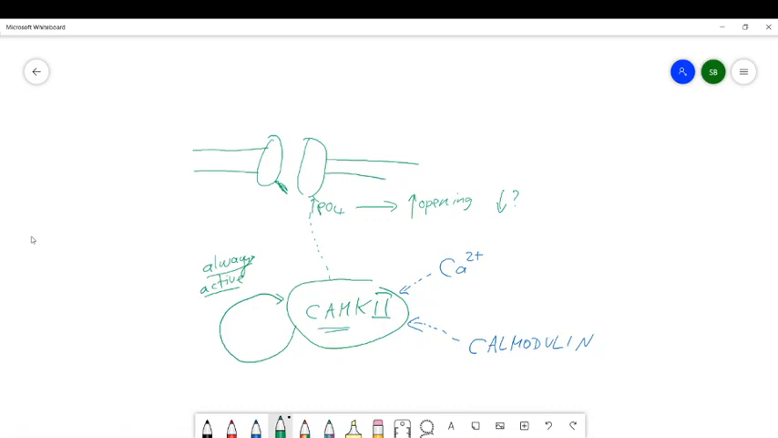And of course, that's why it's been implicated in long-term memory, where what it does is it phosphorylates NMDA receptors as part of long-term potentiation. So, that is my very brief introduction to CaMKII.